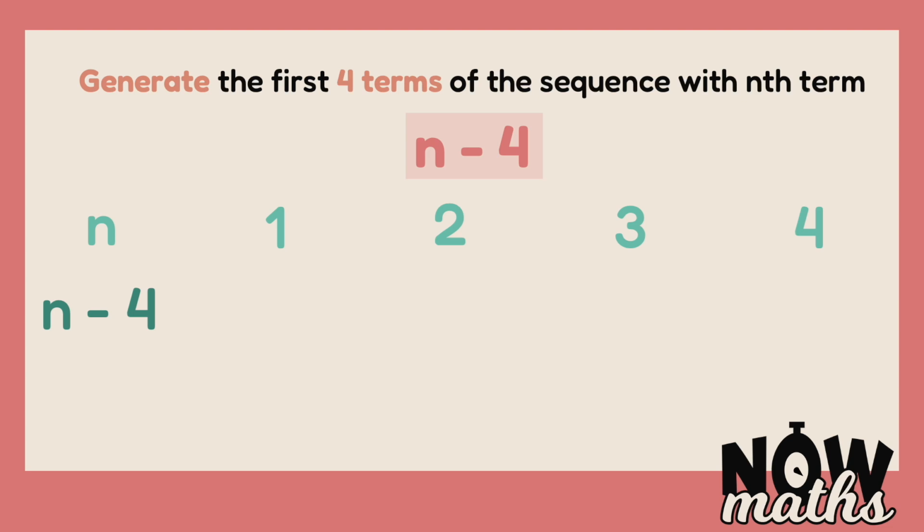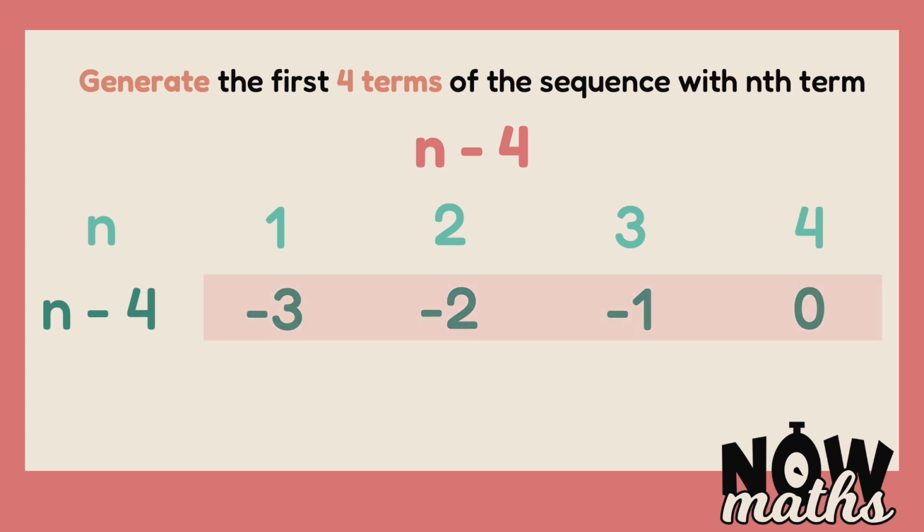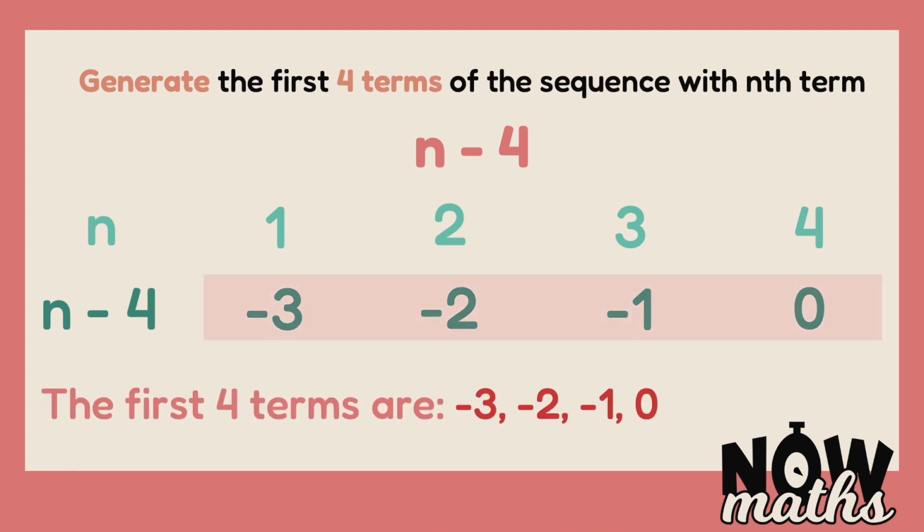So when n is 1, n subtract 4 is 1 subtract 4, which is negative 3. When n is 2, n subtract 4 is 2 subtract 4, which is negative 2. When n is 3, n subtract 4 is 3 subtract 4, which is negative 1. And when n is 4, n subtract 4 is 4 subtract 4, which is 0. So the first four terms of the sequence with nth term n subtract 4 are negative 3, negative 2, negative 1 and 0.